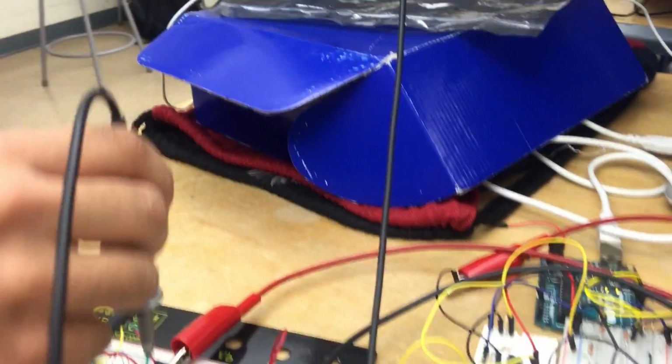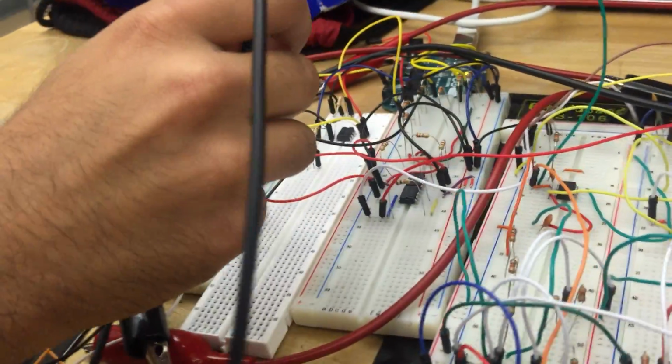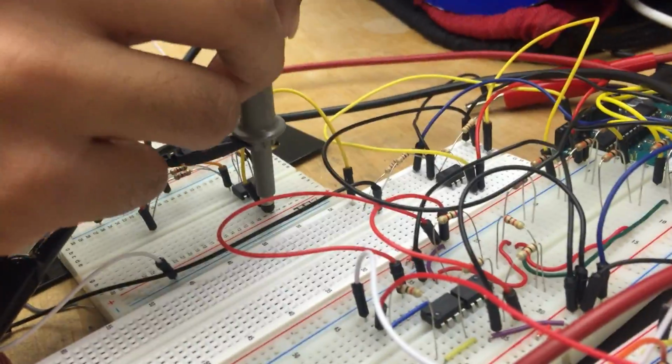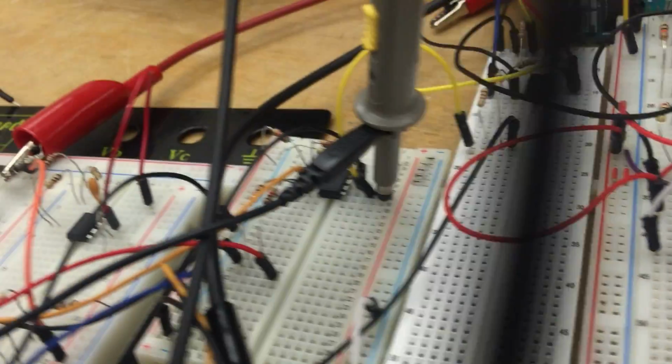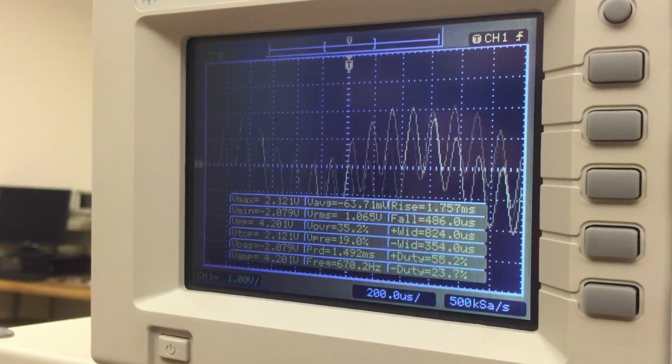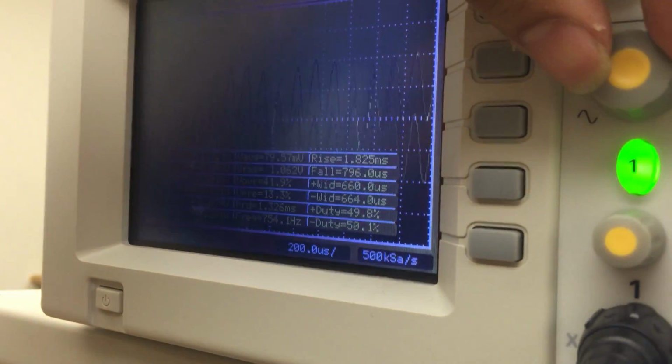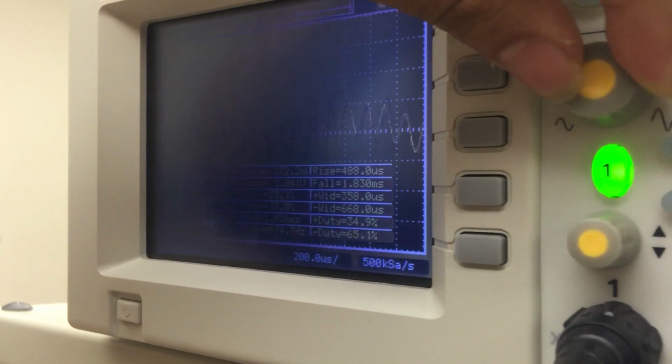If I move it over here, we have the summing amplifier, and at its output you can see the addition of both input signals as demonstrated here, and we have a V max around 2 volts and the frequencies at 700 hertz.